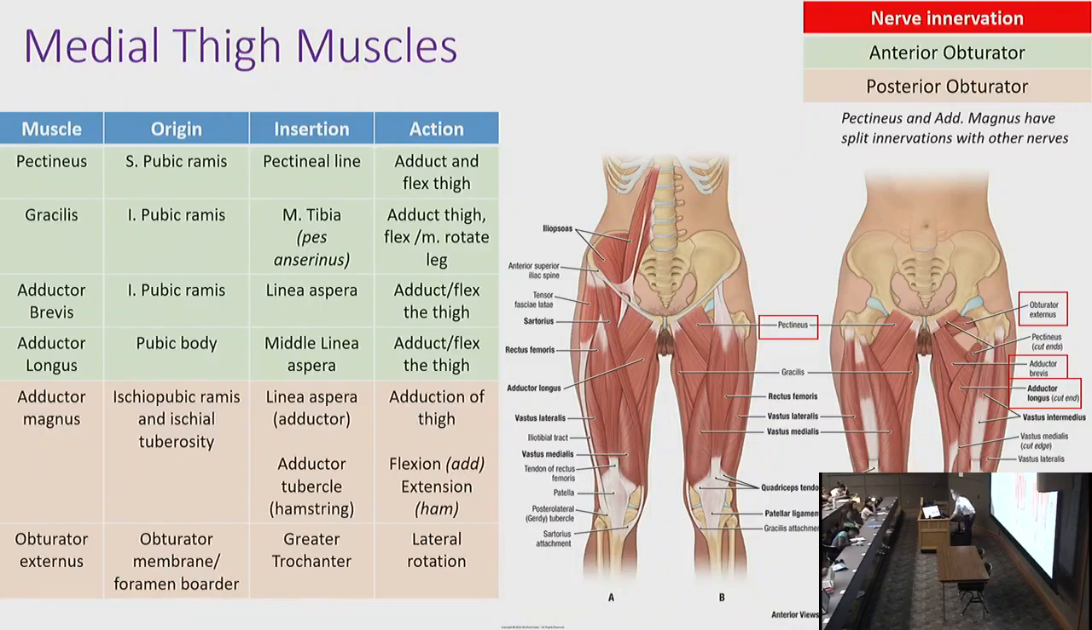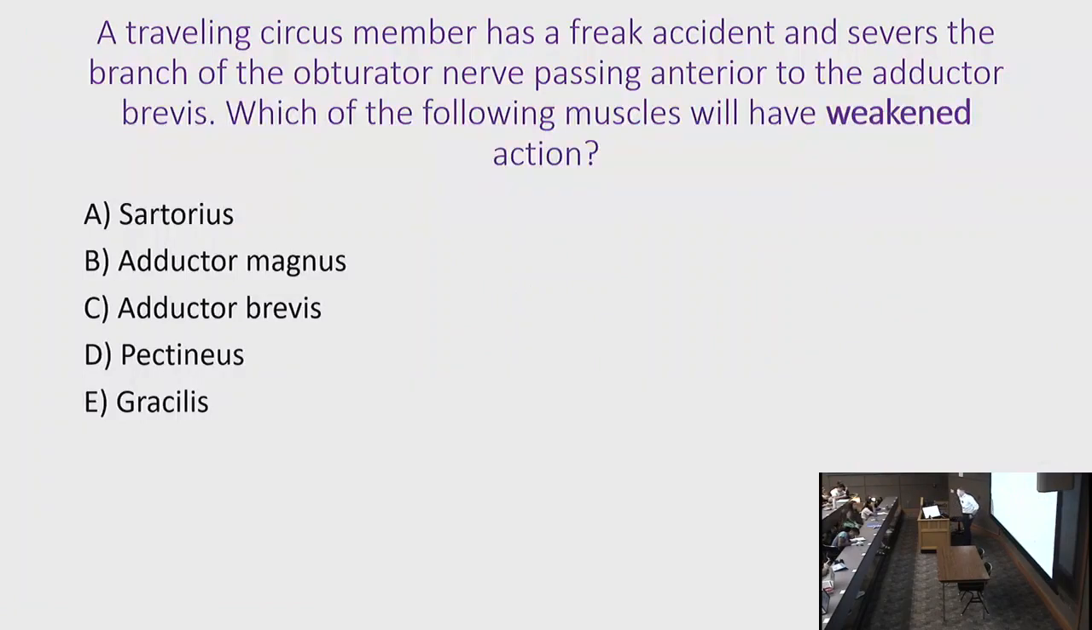Okay, so I know this was a really brief overview, but let's do a question. A traveling circus member has a freak accident, and they sever a branch of the obturator nerve that passes anterior to the adductor brevis. Which of the following muscles will have weakened action?